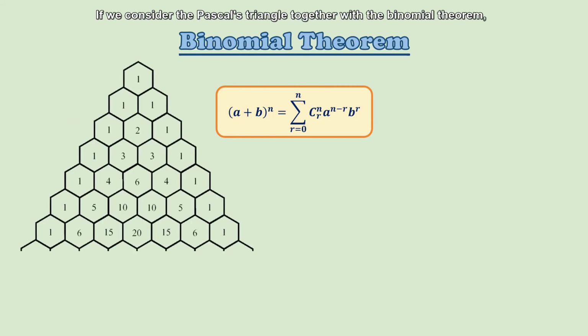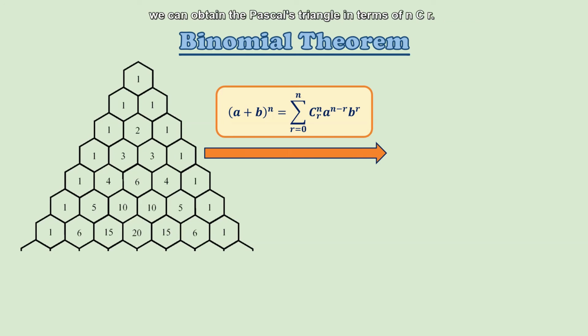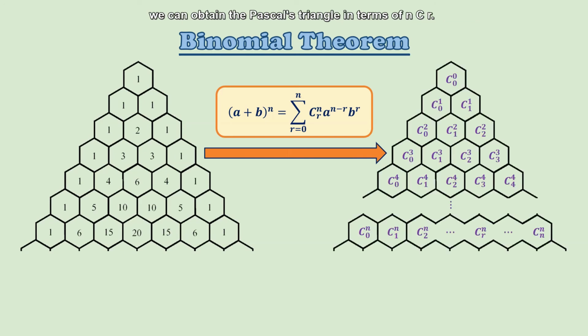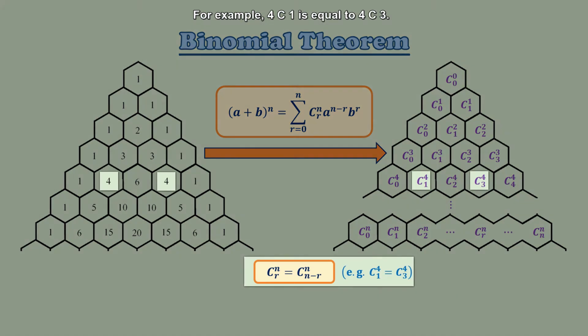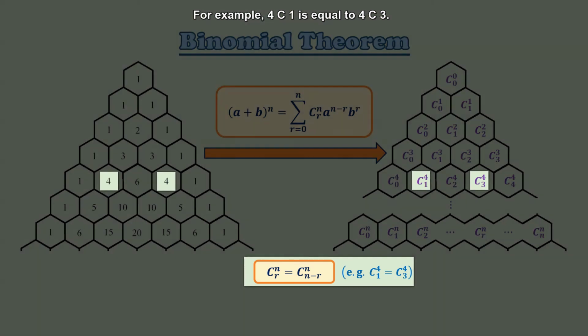If we consider the Pascal's triangle together with the binomial theorem, we can obtain the Pascal's triangle in terms of nCr. From this special version of the Pascal's triangle, we can observe some properties of combinations. Since the numbers in the Pascal's triangle are always symmetrical, we can see that nCr is always equal to nC(n minus r). For example, 4C1 is equal to 4C3.